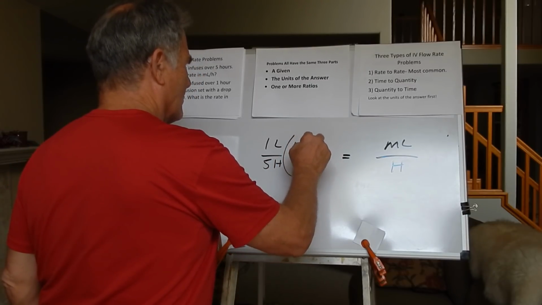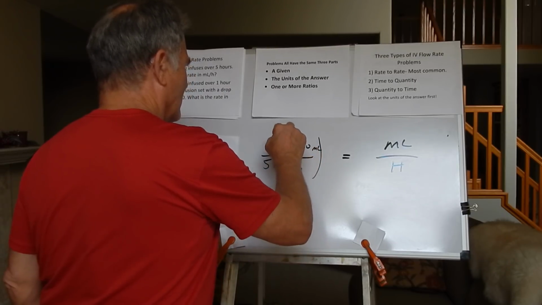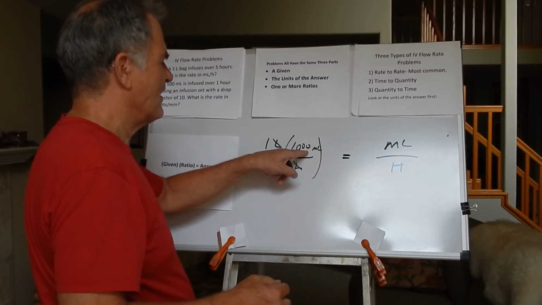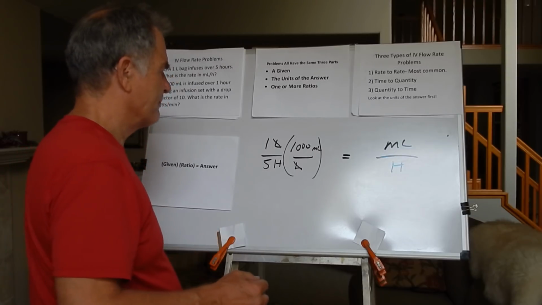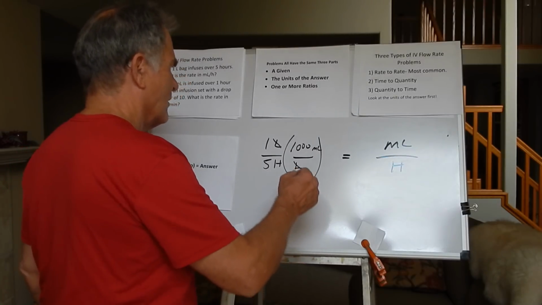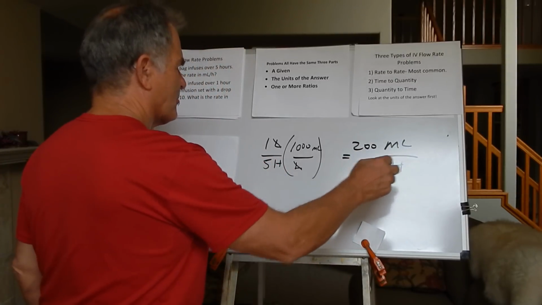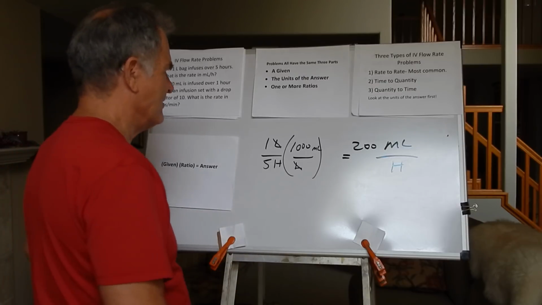So there's 1,000 mLs per liter. They cancel. And now all you have to do is divide 1,000 mLs by 5. Okay, and that will give you 200 mLs per hour. You got mLs per hour. It's pretty easy.